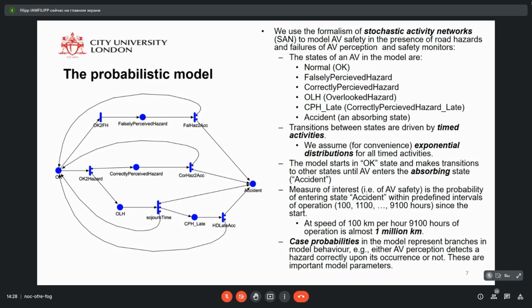This is, after all, the hazards on the road, they occur all the time. And as drivers, we know that this is the case. So this is the model. The states in these models are listed here.